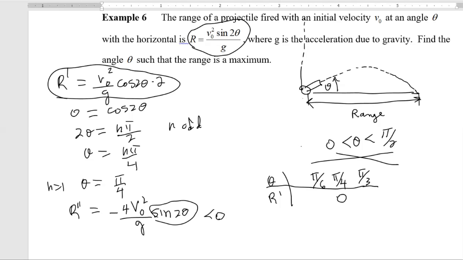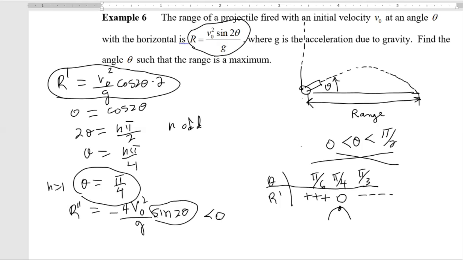Okay, and at pi over 6, notice cosine of 2 pi over 6 would be cosine of pi over 3. It's a positive number. Now at pi over 3, you would end up with 2 pi over 3. Of course, cosine 2 pi over 3 is negative. So you would end up with negatives in here. So we do see that we found a curve that looks like that. We do have a relative maximum there. So we're safe with our number that we have.